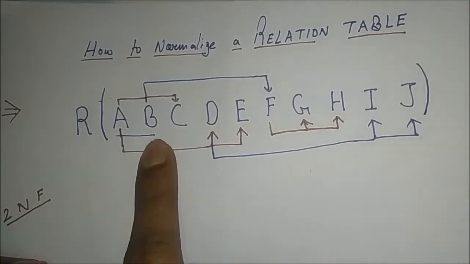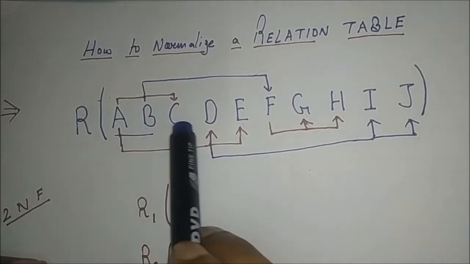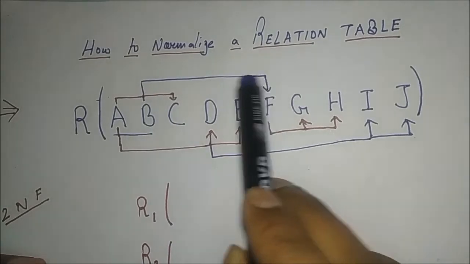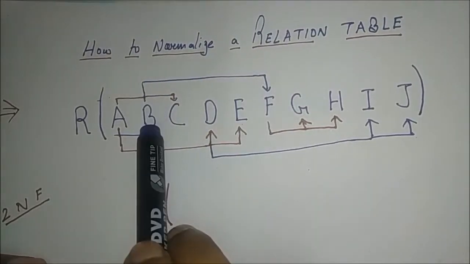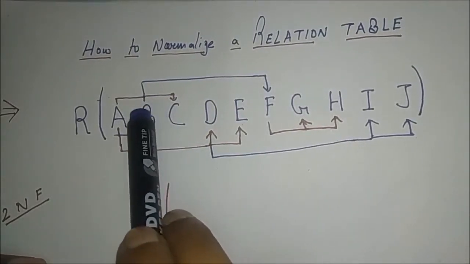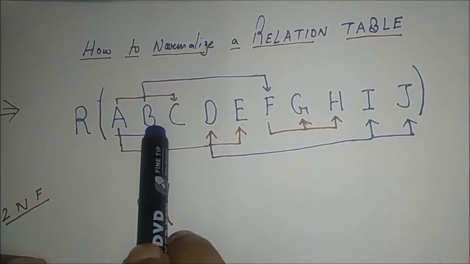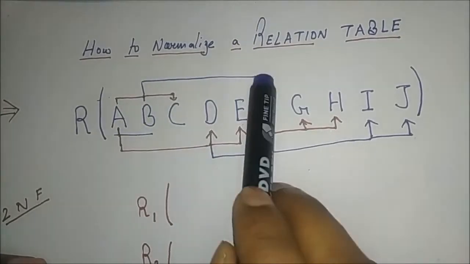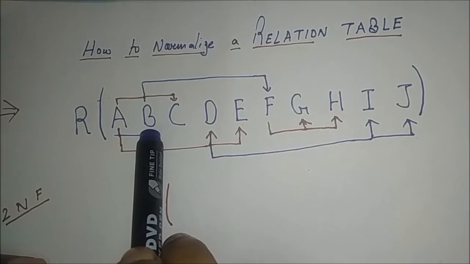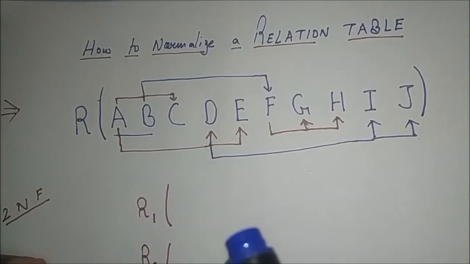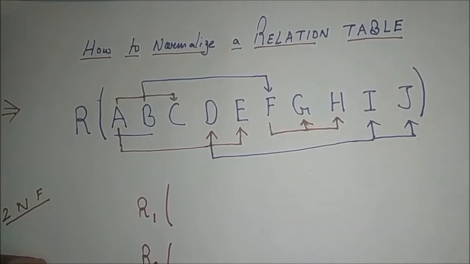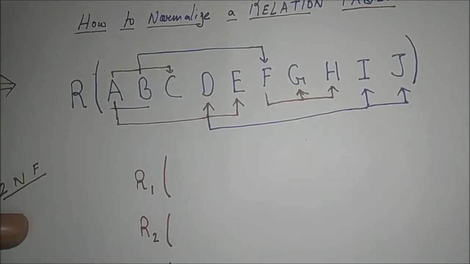So here see in this, F is depending on B. F is depending on half part of the candidate key, means only on the B attribute, but we know AB is the given candidate key here, but F is depending only on B. So this is called partial dependency, which 2NF will remove. Okay, so now we'll convert this relation into 2NF.